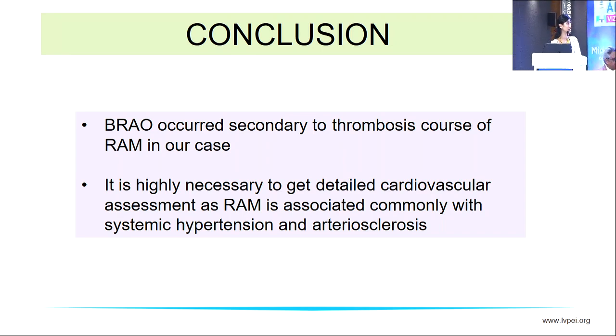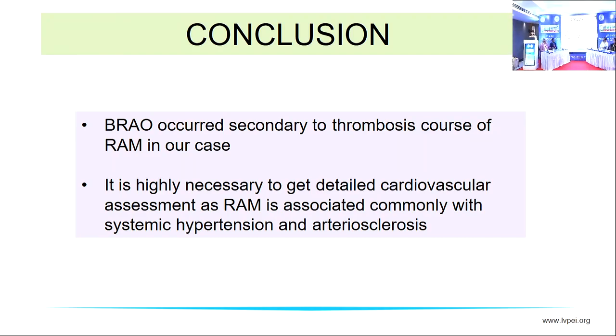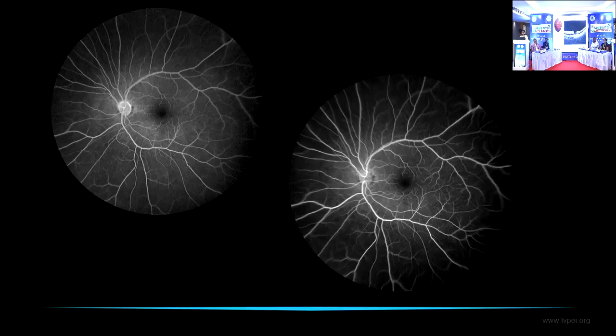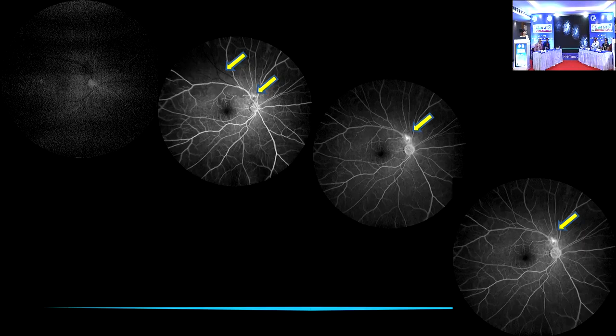Yes, sir, but if they are suspecting that this arterial occlusion, the main finding was whitening. Whitening of the upper temporal retina. Can you go back to the first angiogram? It shows delayed filling of the upper temporal vessel. No, I think that there's no need of any treatment in this.